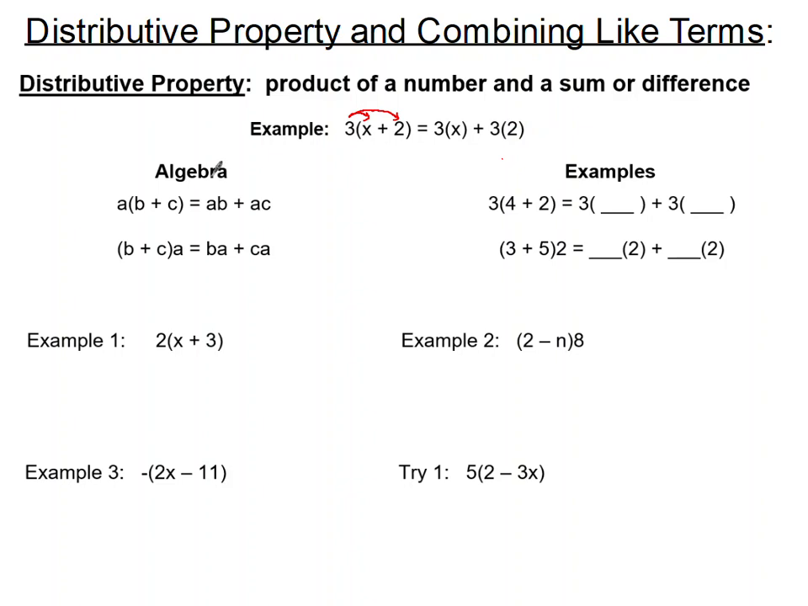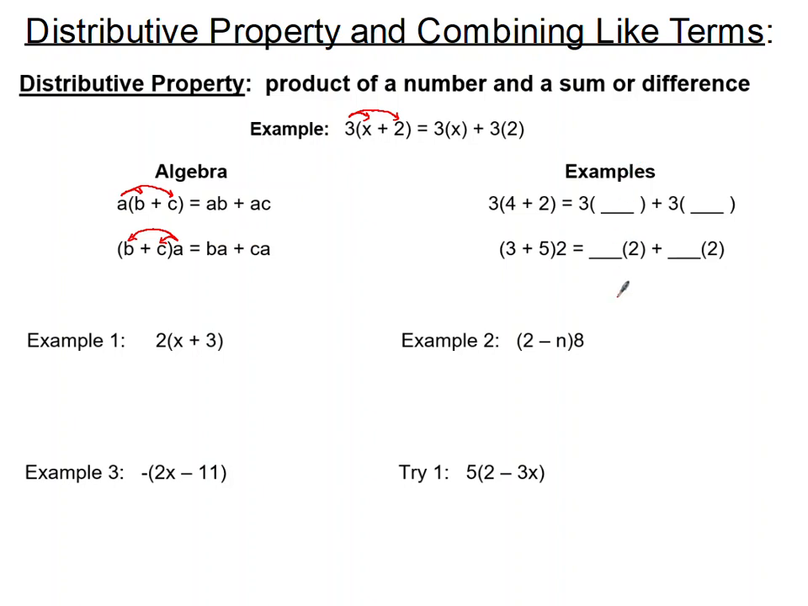Let's look at some algebraic situations where we just have some variables. A times b, we can just write it as AB. We don't need parentheses. A times c, we could write it as AC. If the sum comes first and the number or variable that we're multiplying is second, that's okay. We're just distributing sort of backwards. We're still drawing our two little arrows, and we're still multiplying the A times the B. We could write it as AB or BA, and the A times the C, or CA.